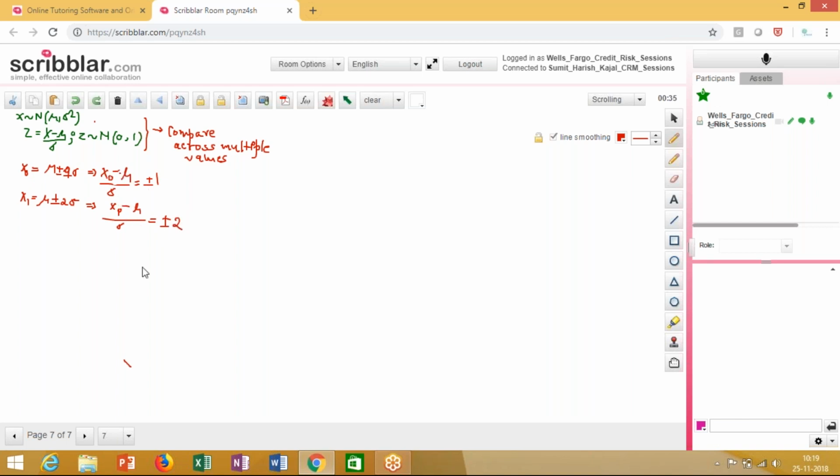Once I have done this adjustment, now I can compare. Let this be z0, and let this be z1. What I can clearly say is that z1 has a greater dispersion from the mean compared to z0. So now I can actually compare between the two values because I've reduced them to the same scale. If I have a receivables value with a Z statistic of plus minus 2, then I know that value has a greater dispersion from the mean value. So this kind of framework would help us.